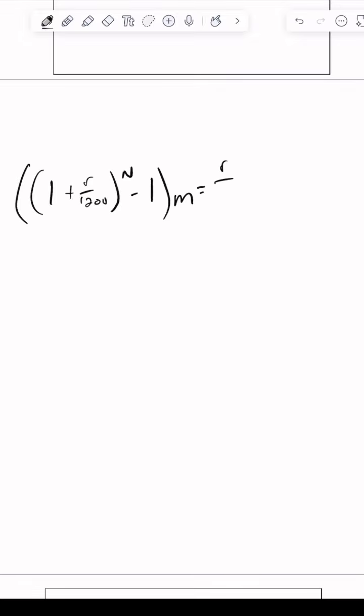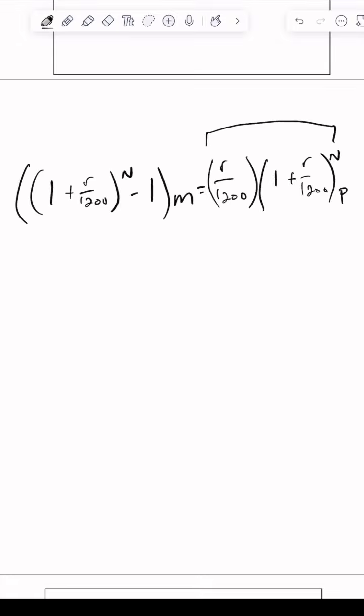So once we do that, we'll have 1 plus r over 1200 raised to the power of n minus 1 times m is equal to r over 1200 times 1 plus r over 1200 raised to the power of n times p. So remember, we still want to get p by itself. Now in order to get rid of this section right here, well, it's now in the numerator, okay? Because really, there's a 1 down here.